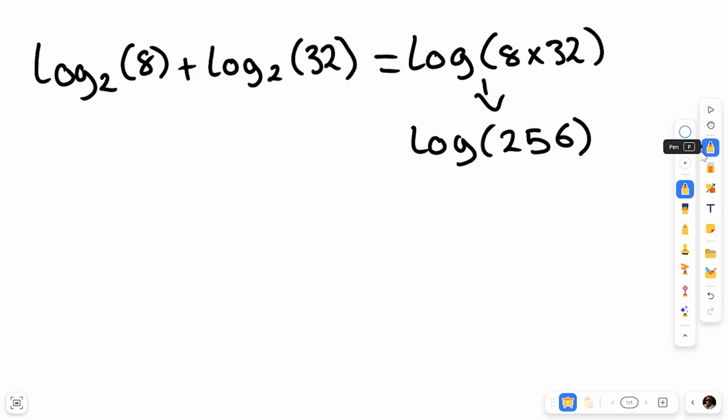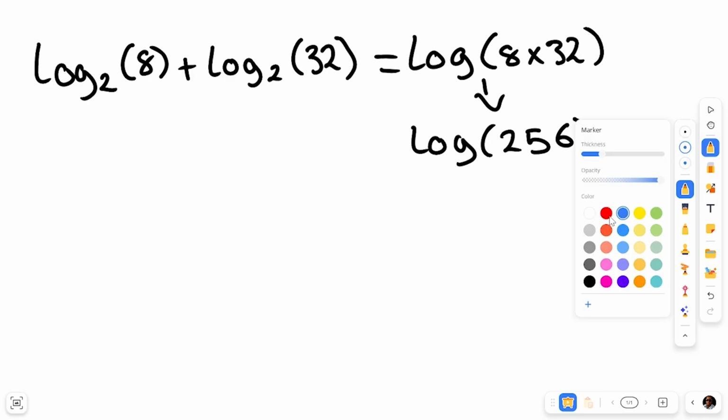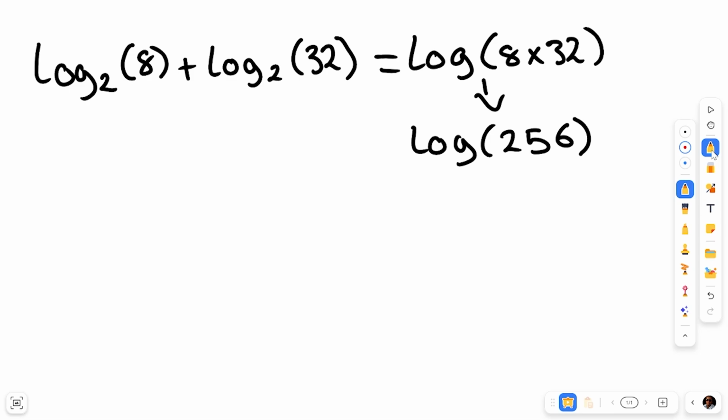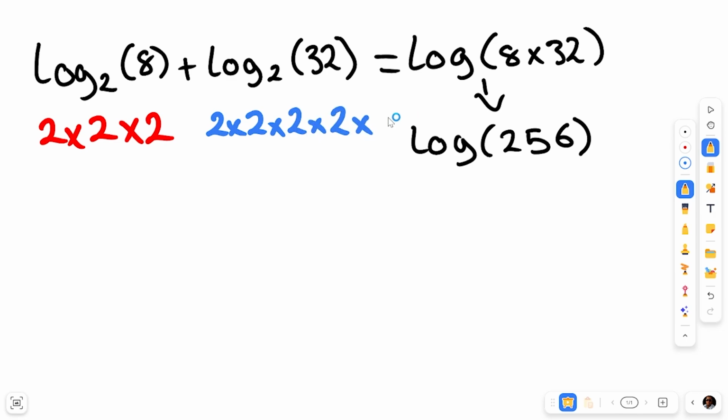256. So now let's try and count how many times we should multiply the base by itself to get the values in between parentheses. So here we would have 2 times 2, which is 4, times 2, which is 8. And then here we're going to have 2 times 2, which is 4, times 2, which is 8, times 2, which is 16, times 2, which is 32.